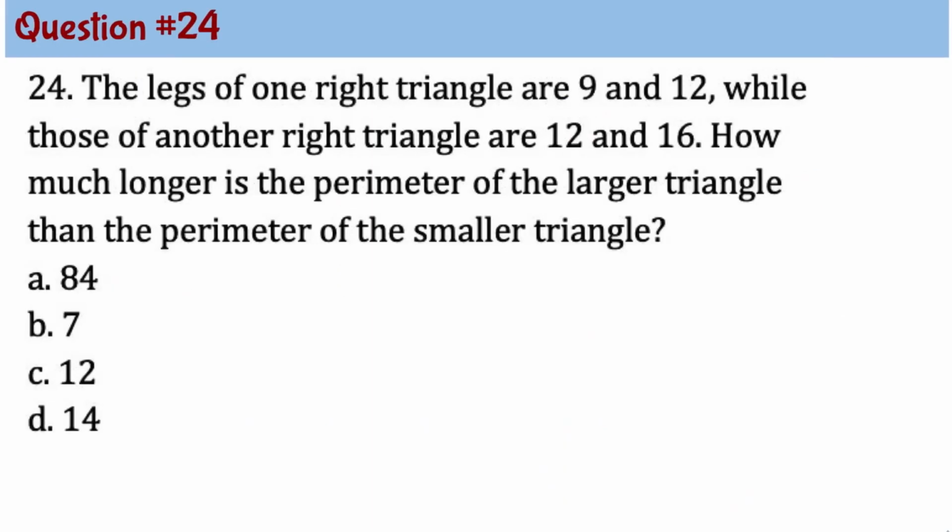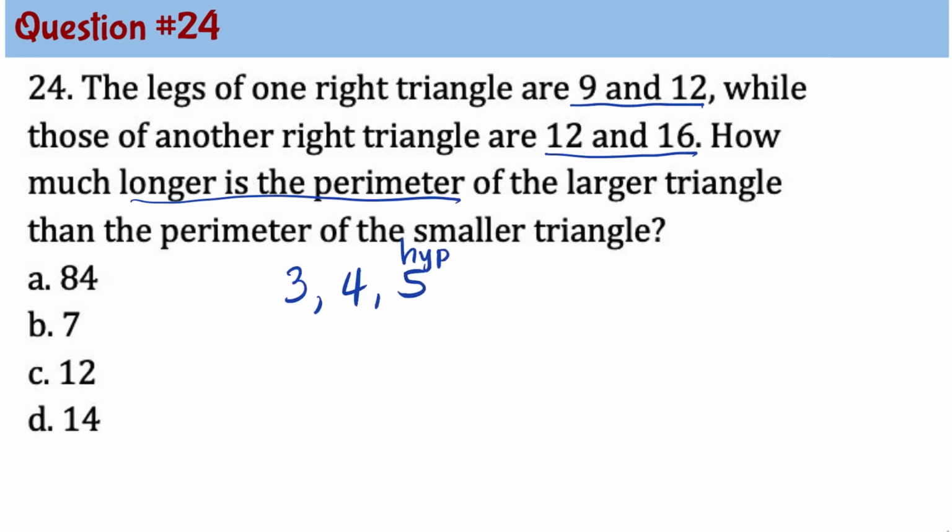Question number 24. The legs of one right triangle are 9 and 12, while those of another right triangle are 12 and 16. How much longer is the perimeter of the larger triangle than the perimeter of the smaller triangle? In our previous video, we learned about Pythagorean triple. The basic Pythagorean triple is 3, 4, and 5. And these are the sides of a right triangle, and the hypotenuse here is the largest number, which is 5.